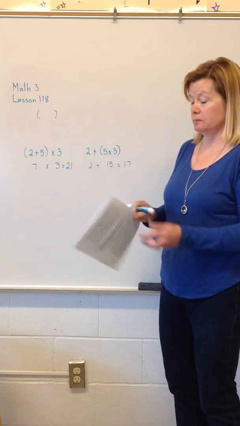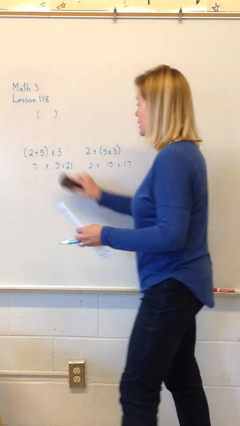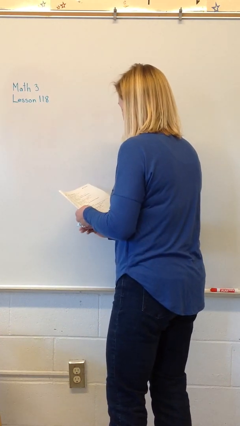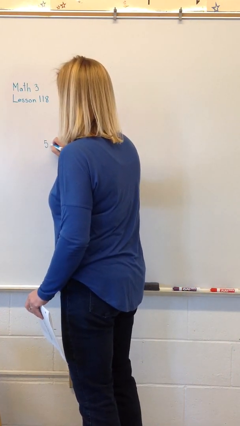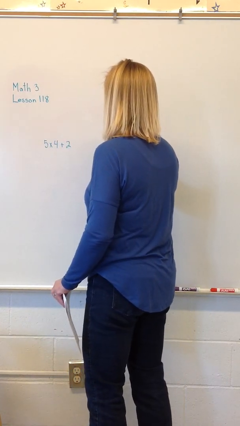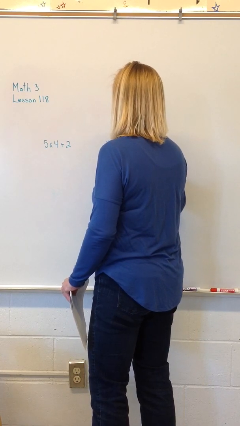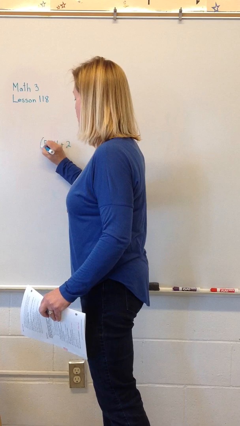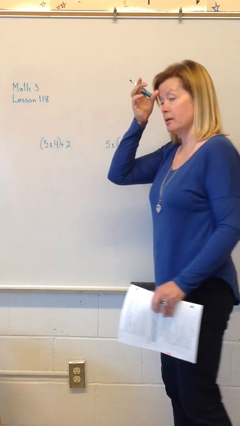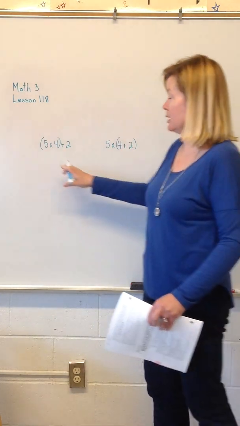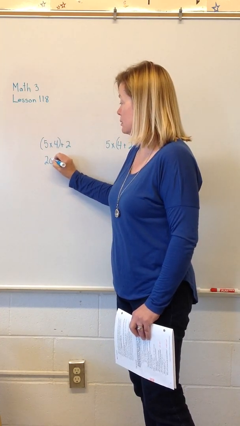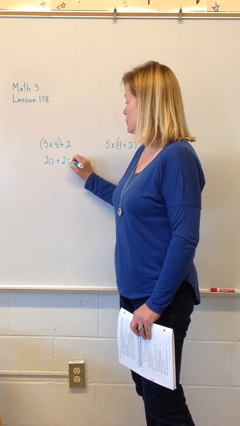Ready to try one more? Let me erase this and we'll get another example. I'll erase that part too. I have 5 times 4 plus 2. It's going to be the same over here. In the first one, we're going to multiply 5 times 4 first. In the second one, we're going to add 4 plus 2. Do this one with me. What's 5 times 4? 20 plus 2. 22.